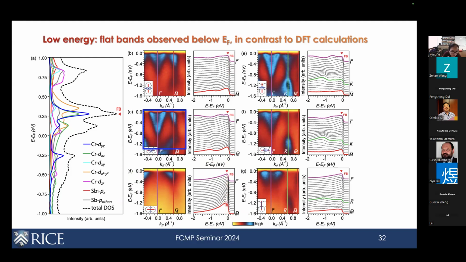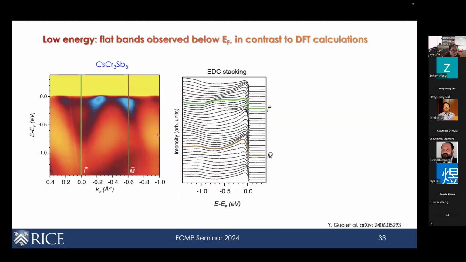If you don't quite trust this, I can show you one more piece of evidence. For example, if we zoom in to this cut, which is across the gamma M direction, where you have this prominent p orbital from the antimony, and zoom in, which is shown here, you can see that within this electron pocket, there is this very clear dispersion close to the Fermi level, right? You can also see this in these EDC stackings. So this is the electron band, which is shown here. And then this is the flat band, which you see here.